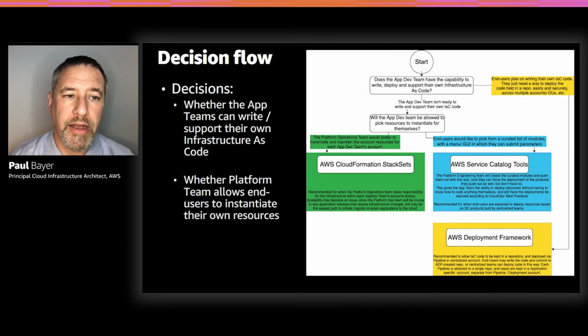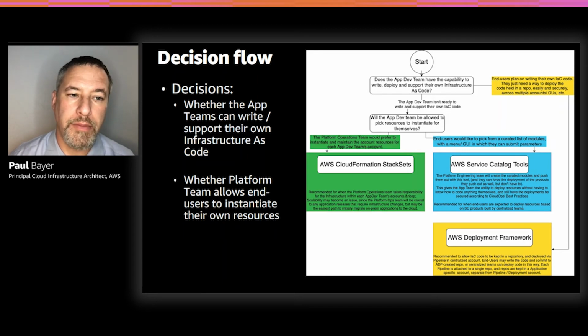So in this diagram, we start at the Start button, and the first question is, does the application development team have the capability of deploying their own infrastructure? If they do have the ability, they would go to the right. But if they don't have their own ability to deploy their own infrastructure, if they are limited in that way, we go to the second box.